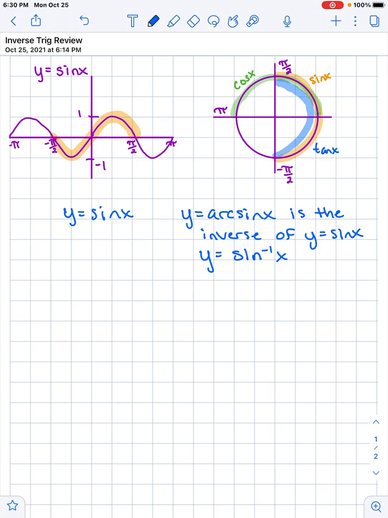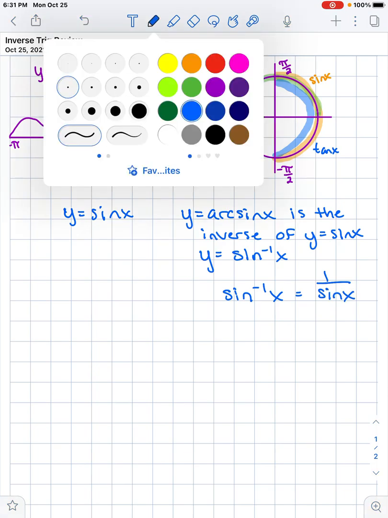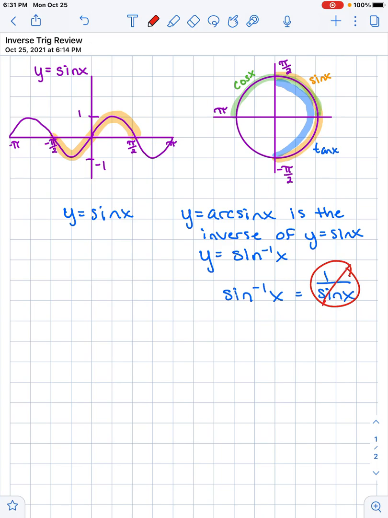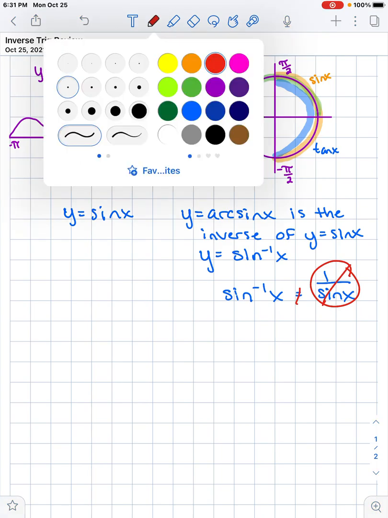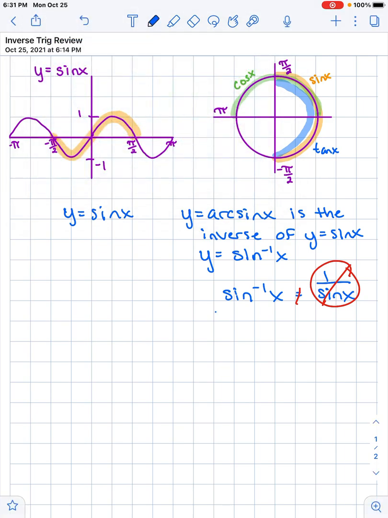The problem with that is that there's some confusion sometimes, that students believe that sine negative 1 of x, because you see a negative exponent, is the same thing as 1 over sine x, when in fact they are not equal to each other. Not equal. Let's talk about what it does equal though. So whenever you see inverse sine x like this, or arc sine x, those mean the same thing. Let's talk about what they actually mean.